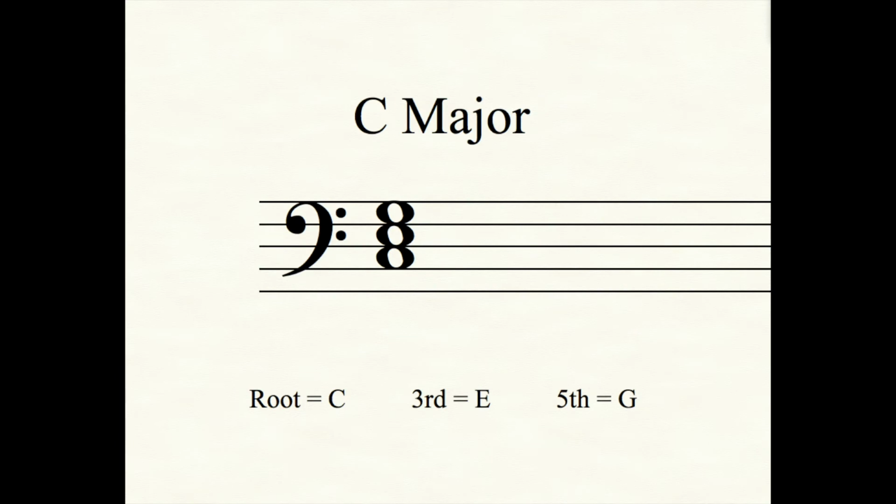Our first example is going to be a C major triad. In this example, C is the root, E is the third, and G is the fifth. And when we play all 3 notes together, the triad sounds like this.